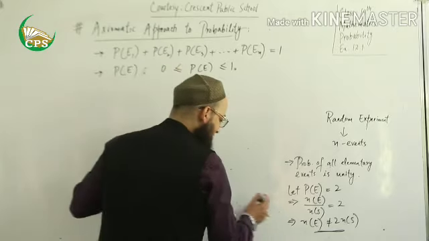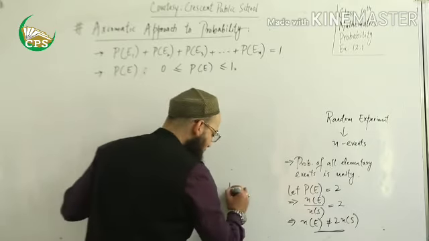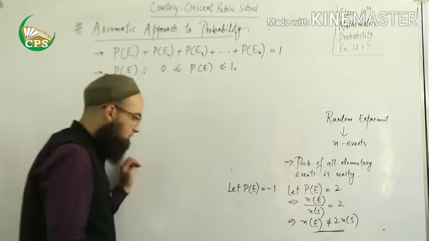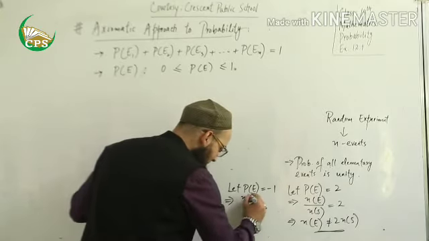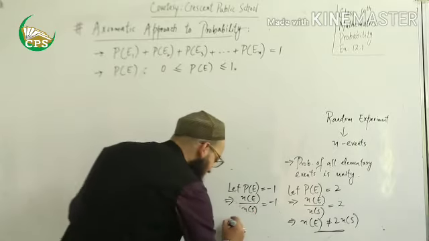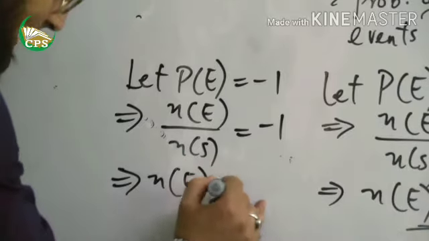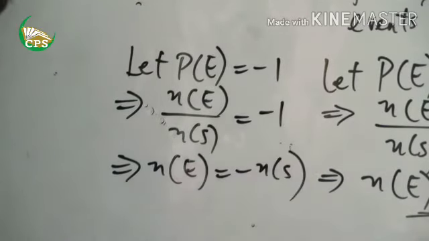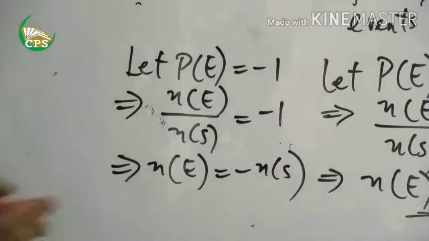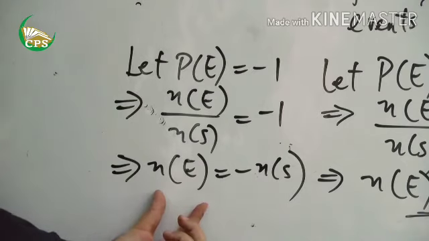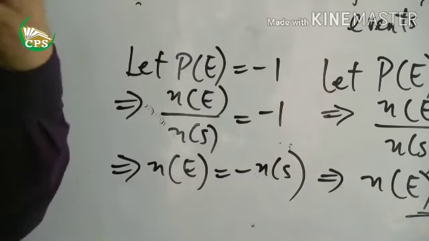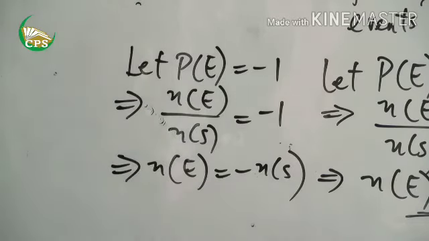You got it? Similar is the case with less than 0. Let us say the probability of some event is negative 1. Then the number of event outcomes divided by the number of sample space outcomes is also negative 1, so the number of event outcomes is a negative multiple of the number of sample space outcomes. It is not possible either, because the number of favorable outcomes would be a negative number, and a negative number is not possible in this case.